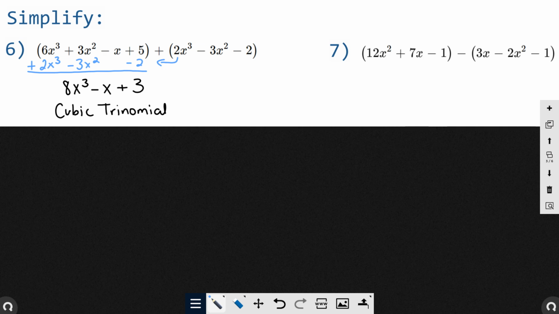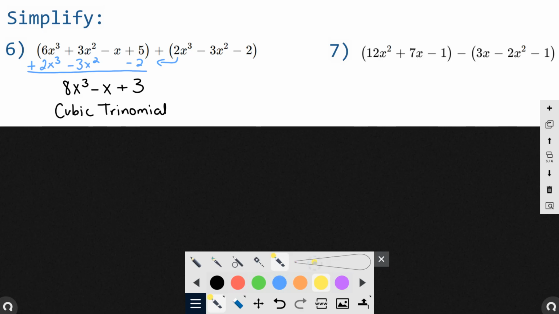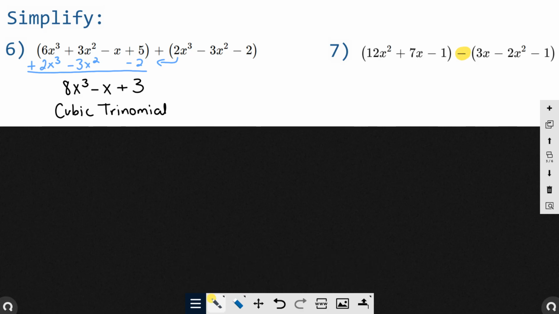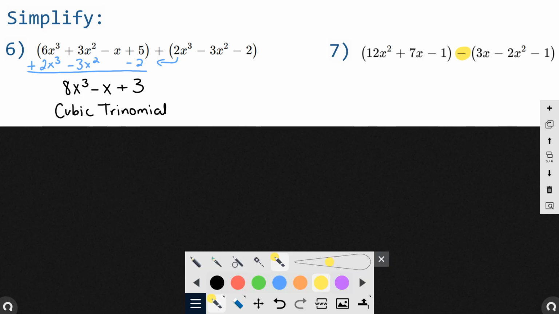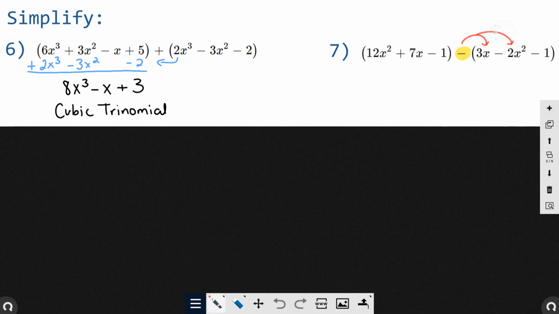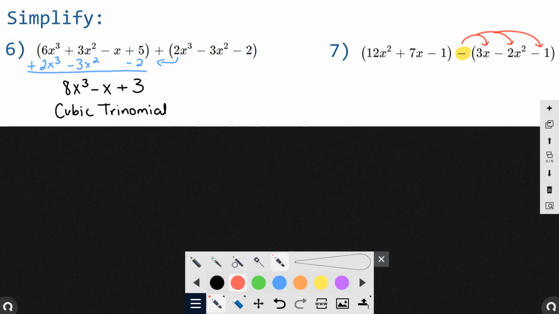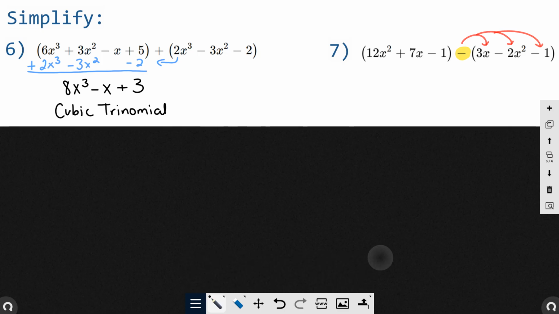Now, this one is a little bit different because what's in the middle? It's a minus. So what do we have to do if there's a minus? That's right. If you ever see a negative, you have to distribute that to all the terms. So don't go through and just start minusing them. Go ahead and distribute. And if you like to write it all in a full line, you can do that.